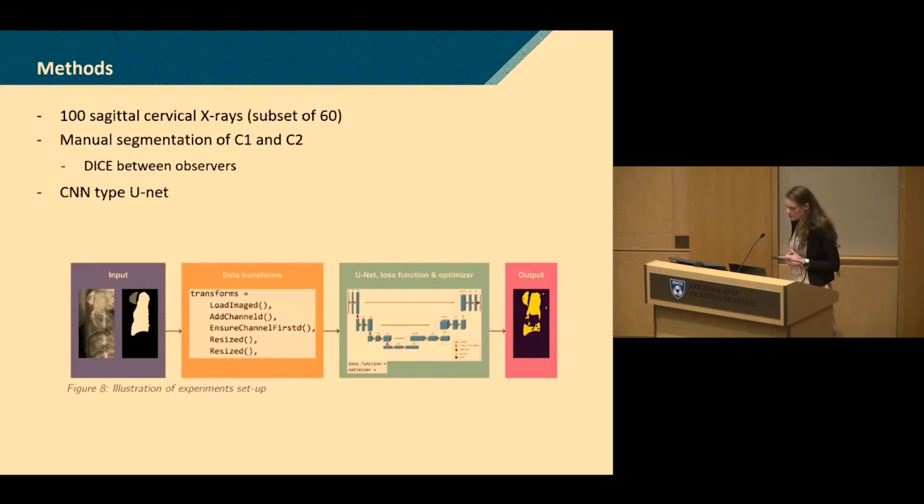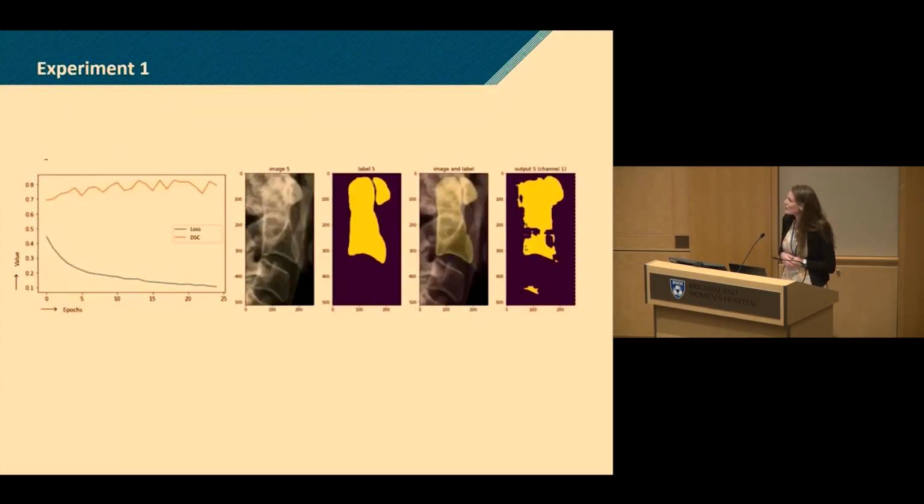We used 100 sagittal cervical X-rays for this, and also a smaller subset in some of the experiments. And we started with manual segmentation of the C1 and C2 vertebra. And we looked at the dice between observers to pick the best segmentation to train the convolutional neural network, CNN, with. So we ended up with 3 experiments.